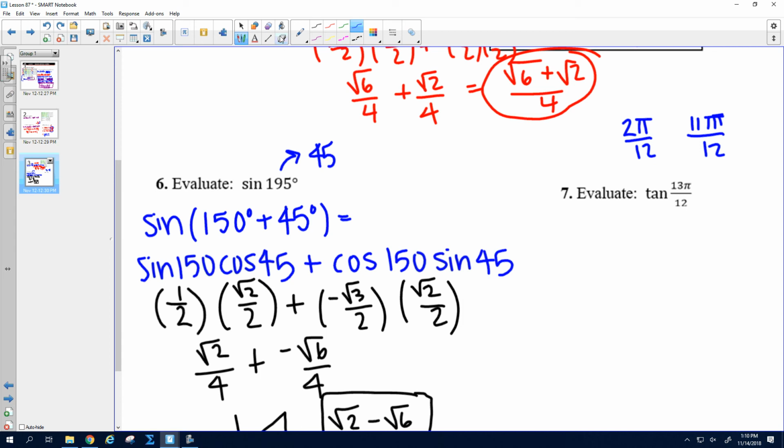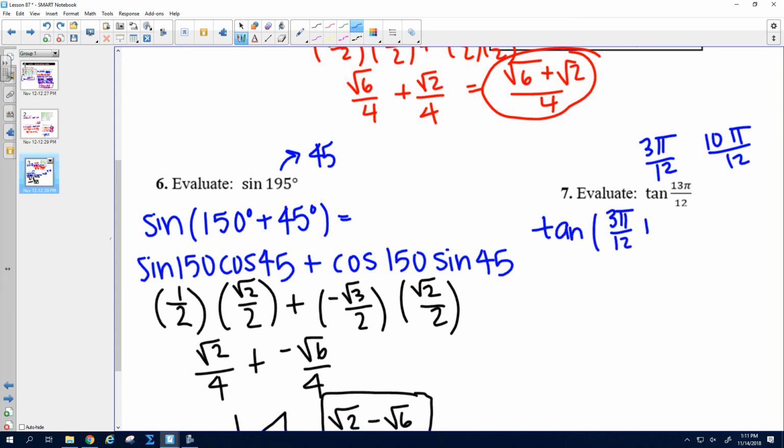So the next one that you would want to try, if it's not pi over 6, I would try pi over 4, which would be 3 pi over 12 in this case, right? And that would force the other one to be 10 pi over 12, so that they would add to 13 pi over 12. So 3 pi over 12 reduces to pi over 4, and 10 pi over 12 reduces to 5 pi over 6. Are those on the unit circle? Yes. So I'm going to rewrite this as tangent 3 pi over 12 plus 10 pi over 12.